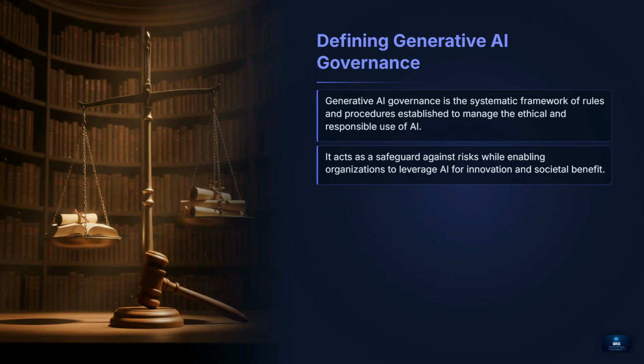Governance is not just about rules. It is the backbone of responsible AI. It is a set of procedures that guide how we build and deploy models. By defining these boundaries, organizations can harness the power of generative AI while proactively managing the risks it brings to society and their internal operations.